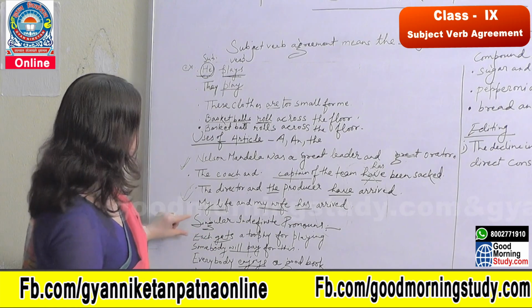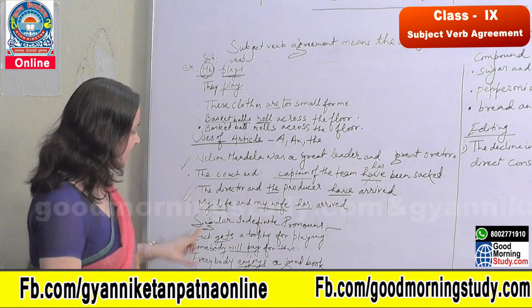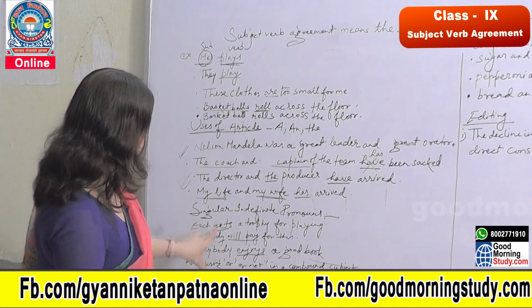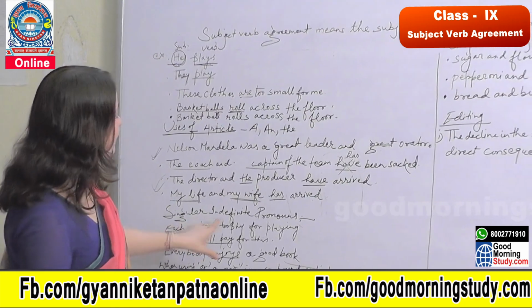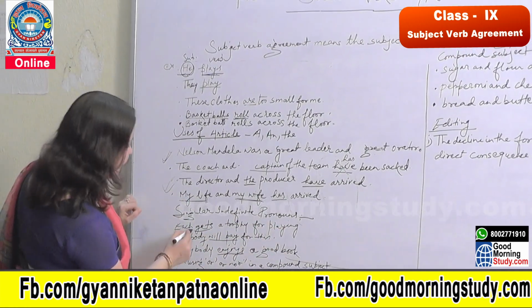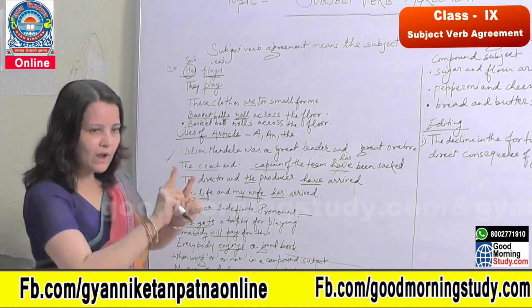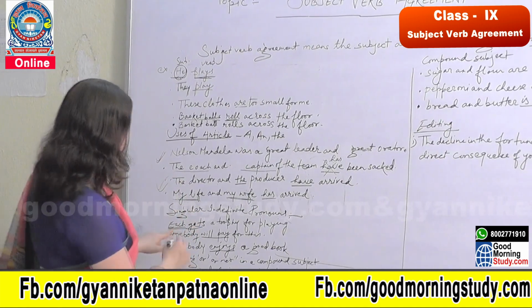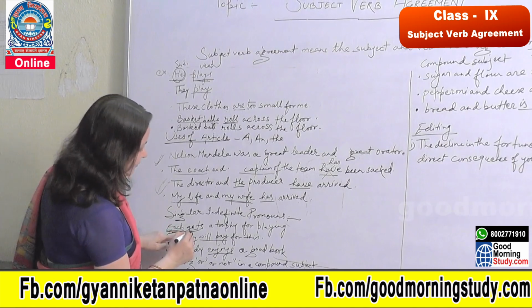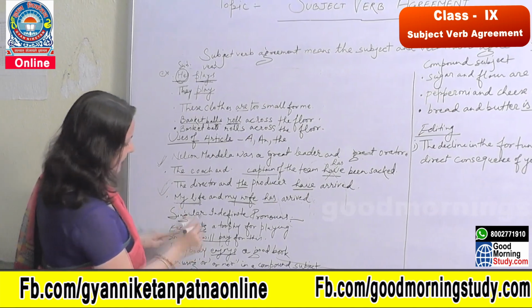Now another part: many times students get confused when they have to write singular indefinite pronouns like "each". Each means we are talking about one person. So "each" here is referring to one, that's why the verb agreement will go singular.